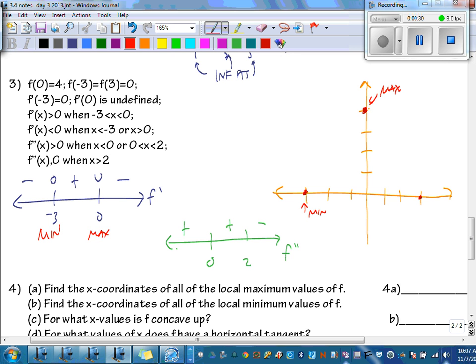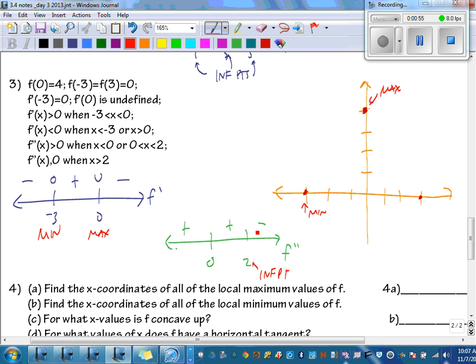Second derivative is positive when x is less than 0, and then positive from 0 to 2. So here it's not changing. So in this case, there's no inflection point at 0, only at 2. So we're only going to have one inflection point here at 2, because at that point it changes from positive to negative, concave up to concave down.